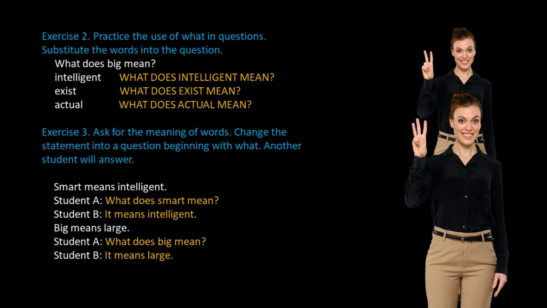Exercise 3. Ask for the meaning of words. Change the statement into a question, beginning with what. Another student will answer. For example, smart means intelligent. Student A: What does smart mean? Student B: It means intelligent. Big means large. Student A: What does big mean? Student B: It means large.